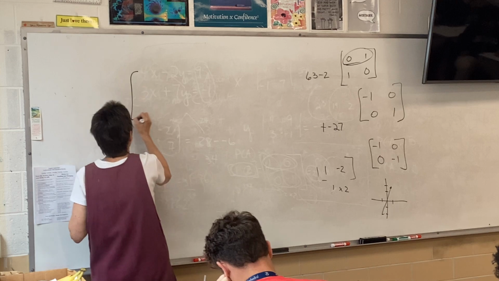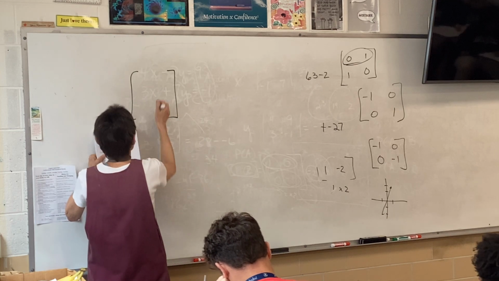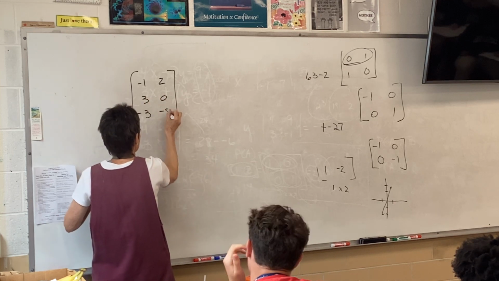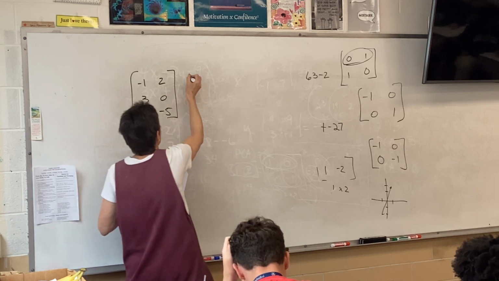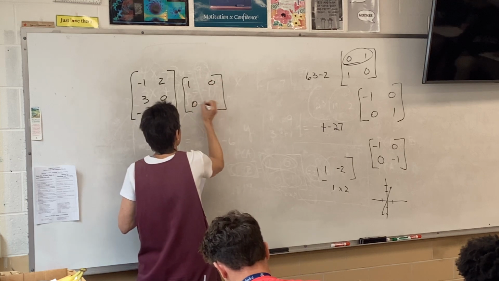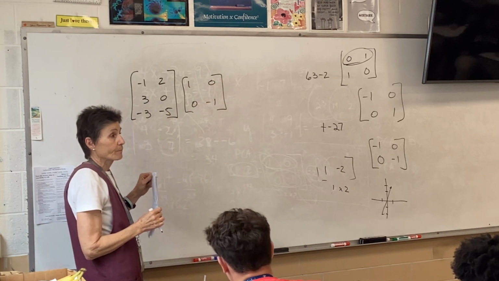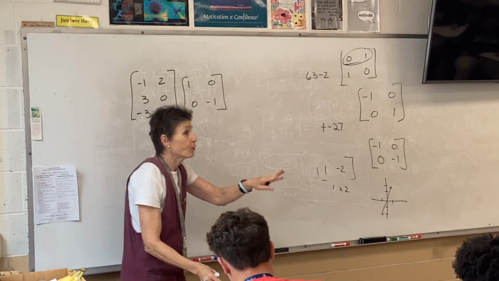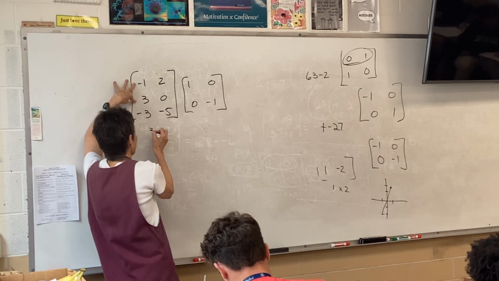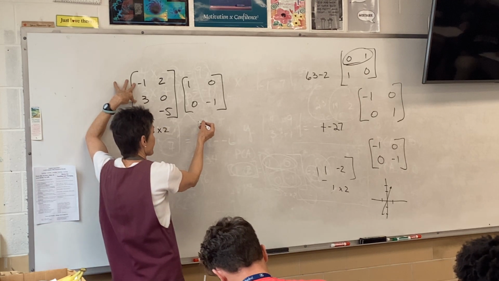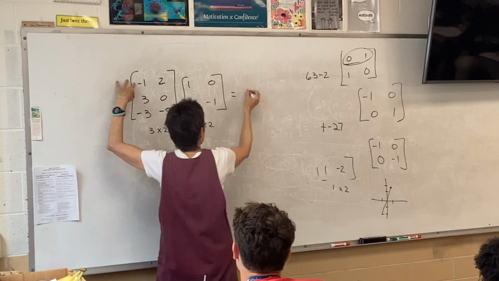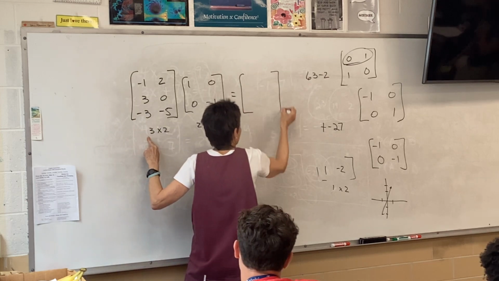Or you can put all your points in a matrix. So this would be (-1, 2), that's point A, (3, 0), and (-3, -5). And then I'm going to multiply that by whatever I want to reflect, which in this case is the x-axis. Now, the reason this will work is because what are the dimensions of this? 3 by 2, and this one is 2 by 2. So when I do my multiplication, I'm going to end up with another 3 by 2.